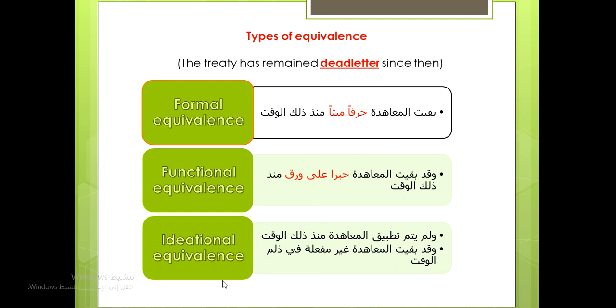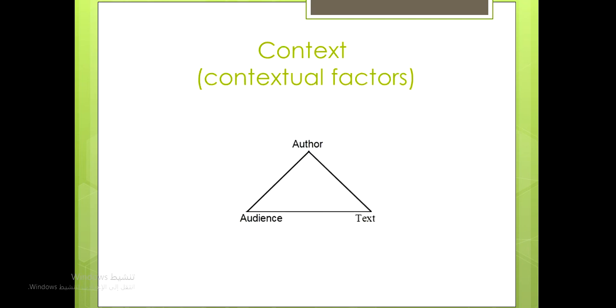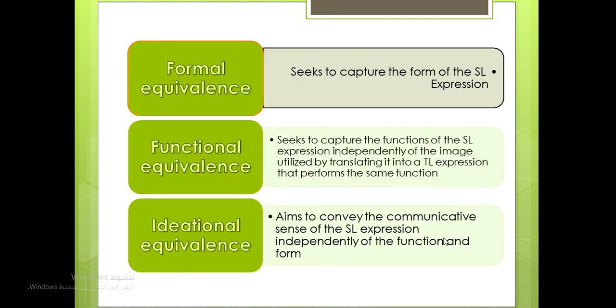The last type, or the last example here, ولم يتم تطبيق المعاهدة منذ ذلك الوقت, or وقد بقيت المعاهدة غير مفعلة في ذلك الوقت. If you notice here, the form here in functional equivalence remains the same, but we only change the function of this concept. However, in ideational equivalence, we change the function and the form, as said here.